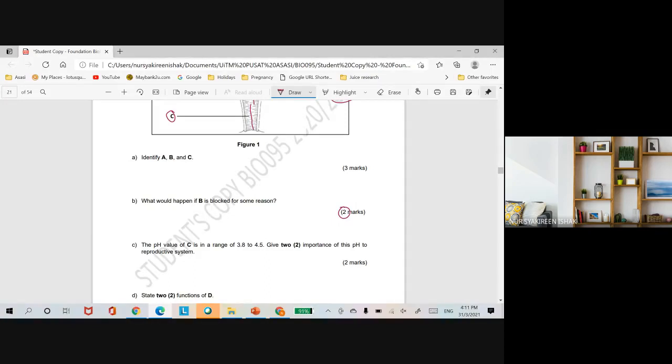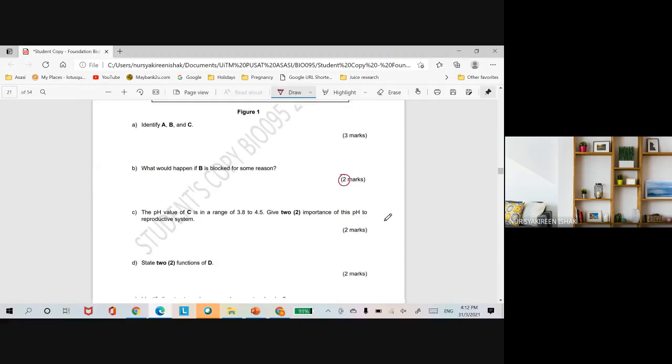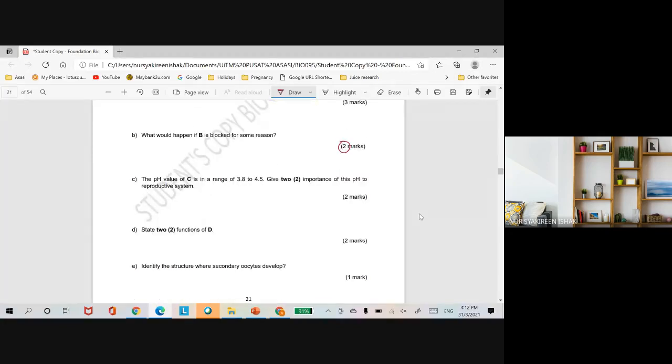Okay, so the secondary oocyte cannot reach the uterus. Sperm cannot reach the secondary oocyte. Fertilization cannot occur, and pregnancy cannot occur. Okay. So there are 4 points there. You just write 2, okay, to get 2 marks.